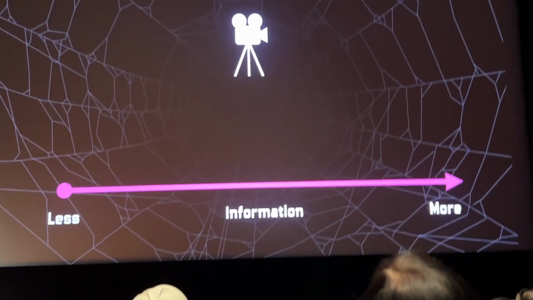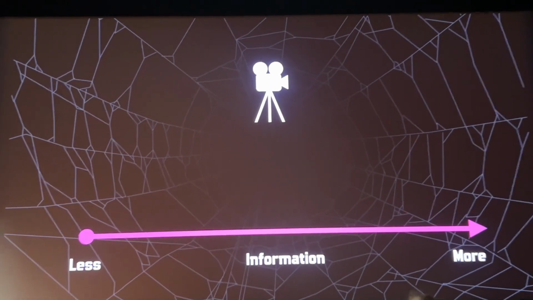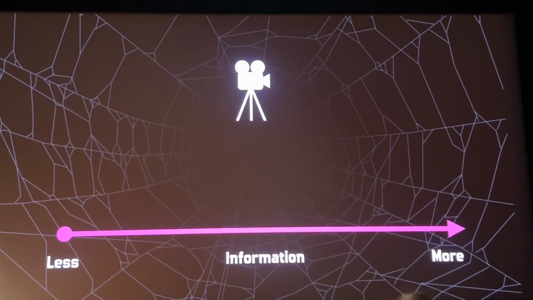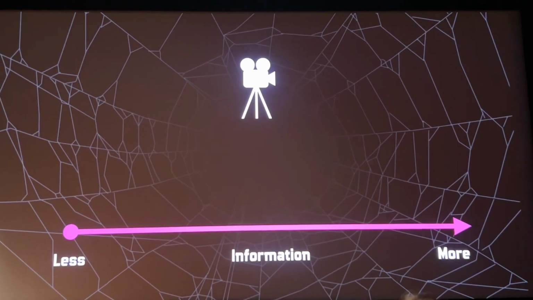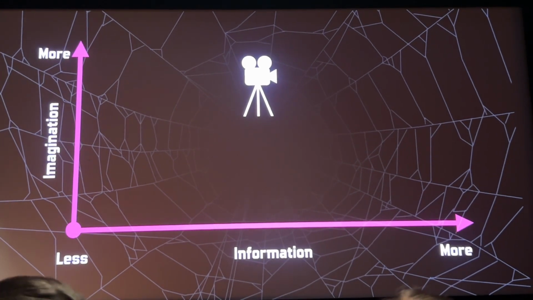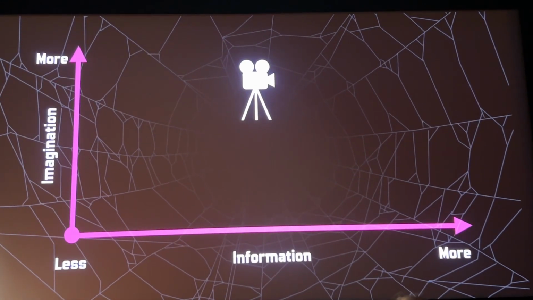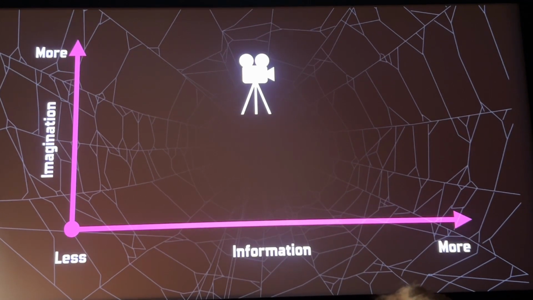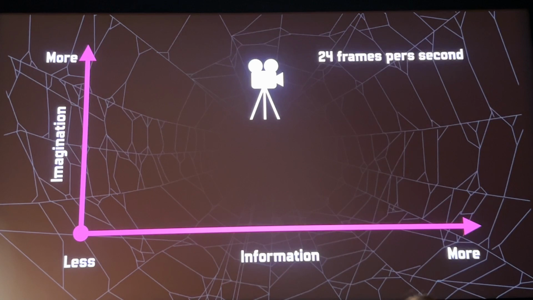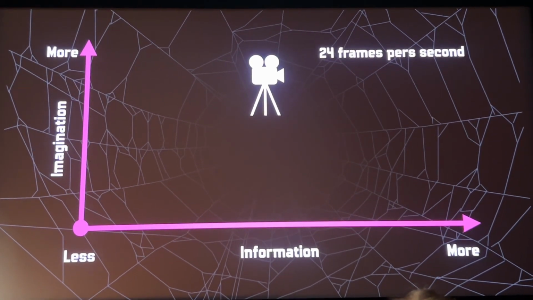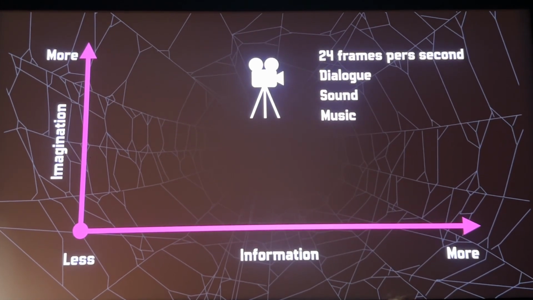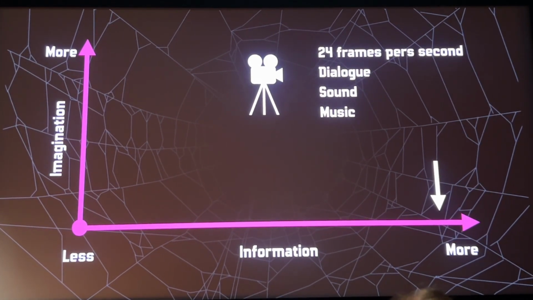But let's say that we have film, right? And we have this line that represents less information on the left-hand side, more information on the right. Where would you say film belongs on this line? I'll give you a second to think about it. More, definitely, right? And on this side, we're going to say less at the bottom and more imagination on the top. I would place film on the right because film has 24 frames per second. It has dialogue, it has sound, it has music. So I would place it here, right?